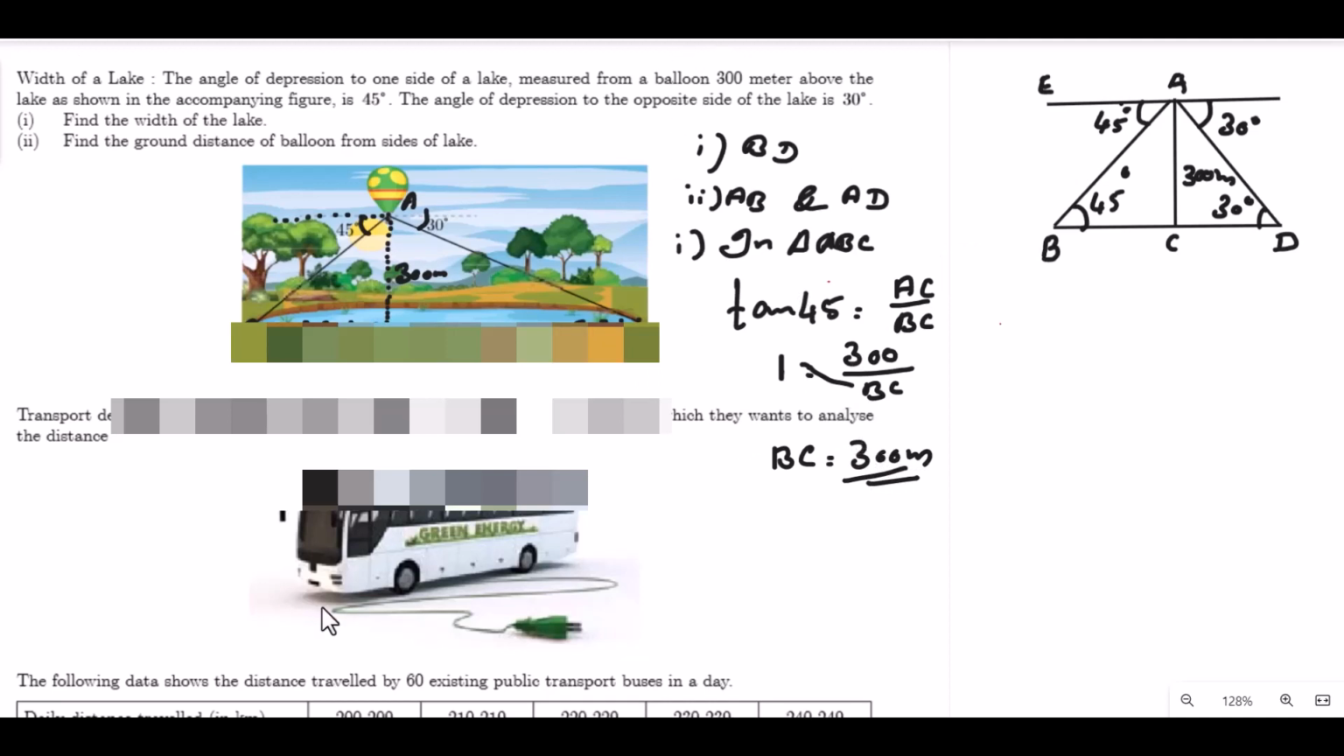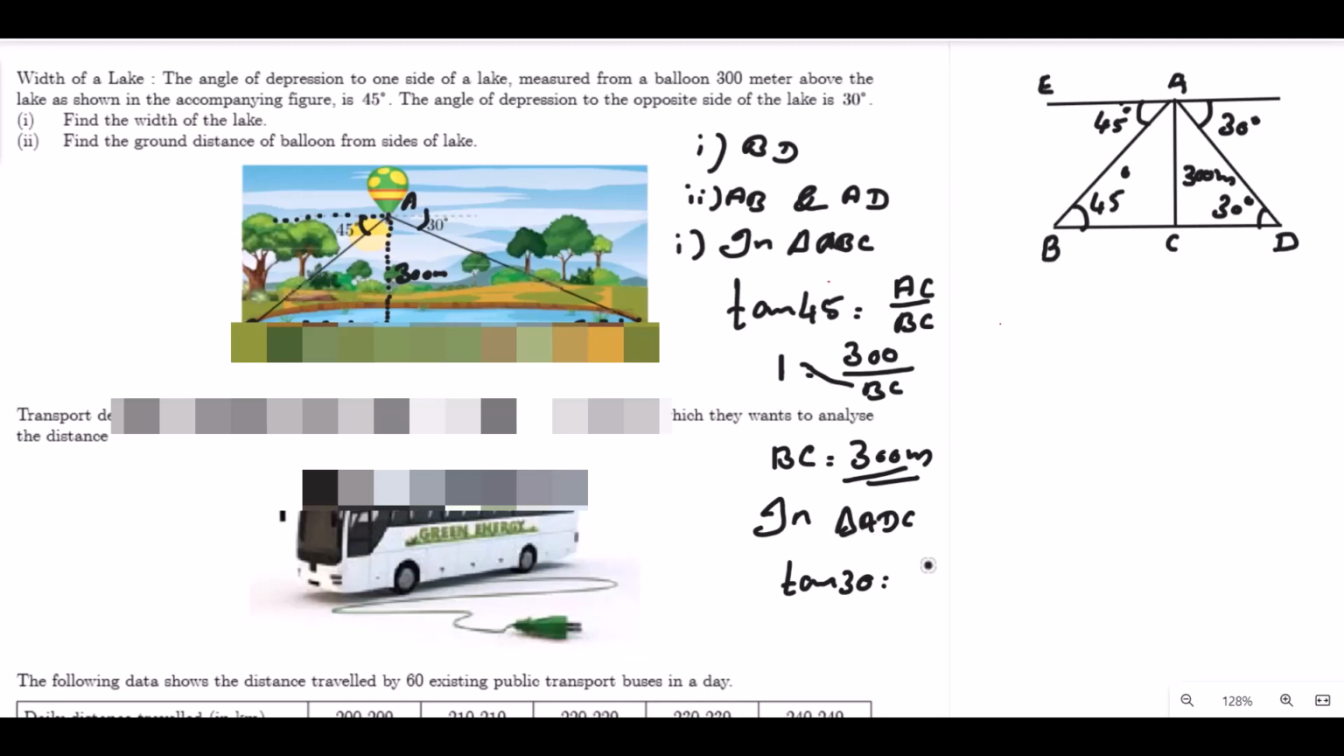Now we will take another triangle, the opposite triangle, that is ADC. First we have taken triangle ABC, next we take triangle ADC. In triangle ADC, take the angle, tan 30. Why are we taking tan? Because we have to find the opposite and the adjacent alone. We don't want to find the hypotenuse. Tan theta is equal to opposite divided by adjacent.